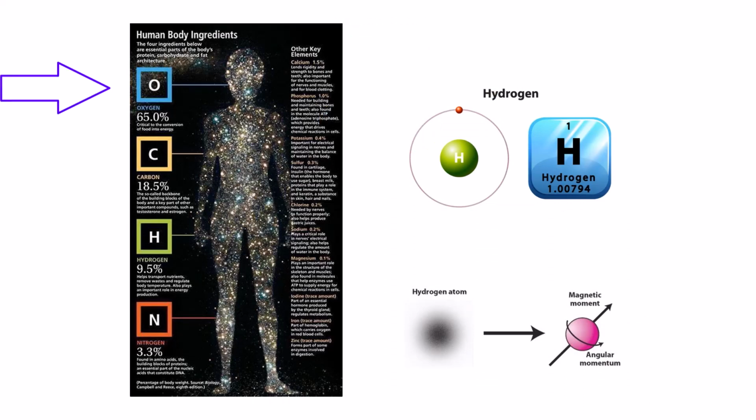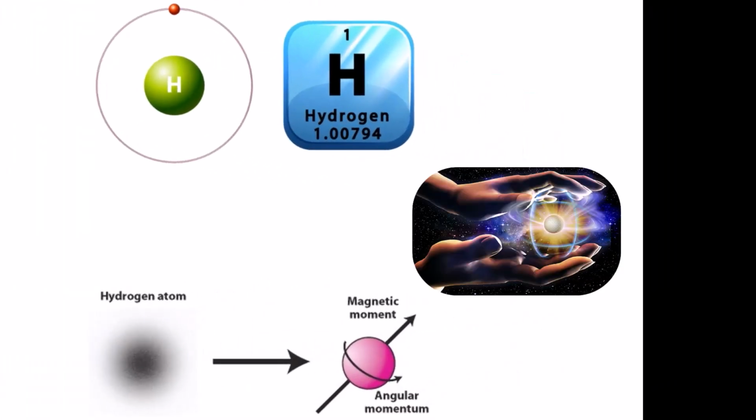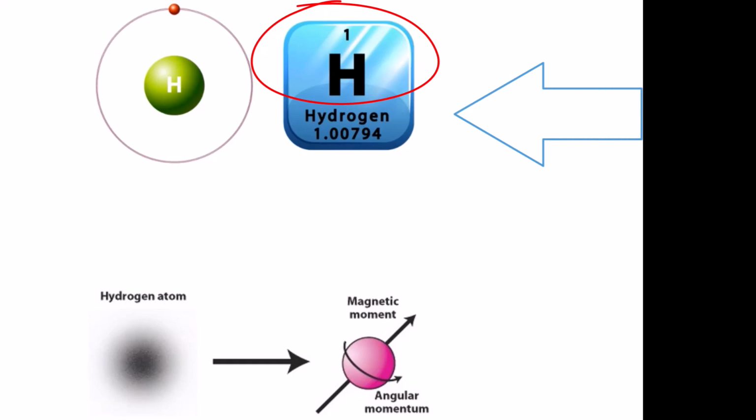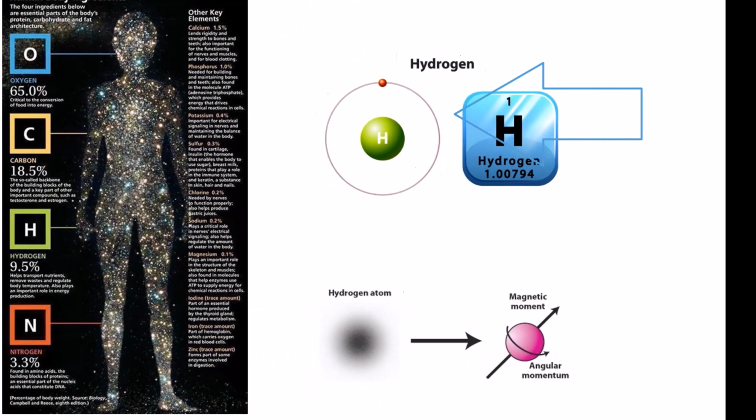Let's look at the ingredients in the human body. We can see that 65% of the body is oxygen, about 18.5% is carbon, 9.5% is hydrogen, and 3.3% is nitrogen. The hydrogen atom is the most abundant element in all of the universe. It is given the number 1 in the elemental table. It is composed of 1 proton and 1 electron.